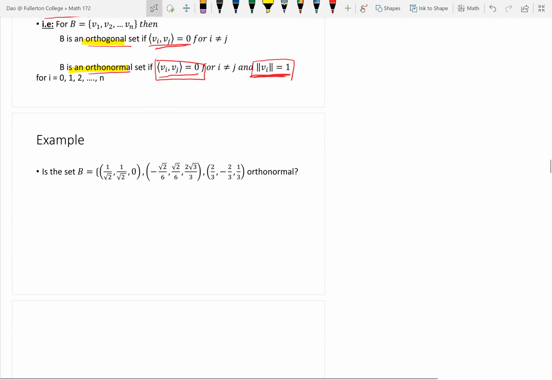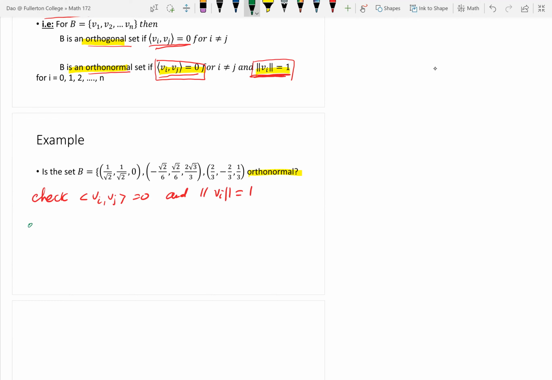All right, so here is that orthonormal, right? In order to do orthonormal, you need to check two things. You need to check that vi dot vj equals 0 and the magnitude of each vi equals 1. So let's check the first one first. All right, so this is v1, v2, and then v3.